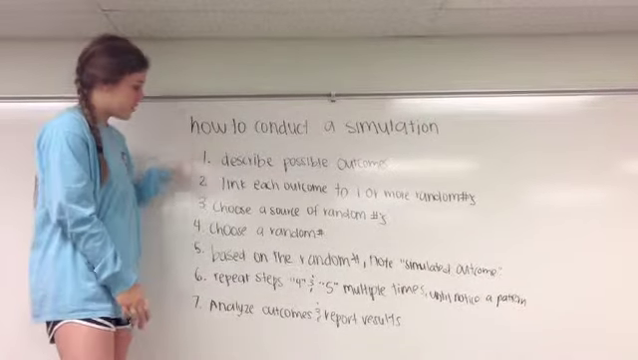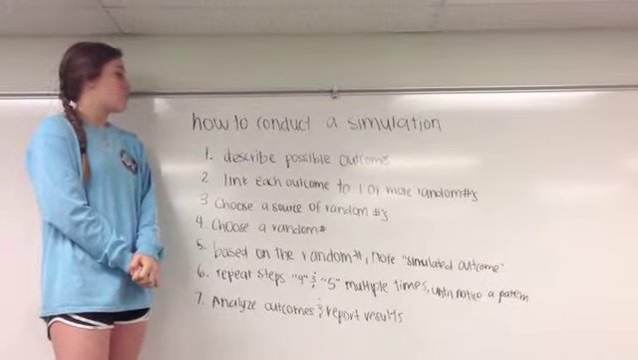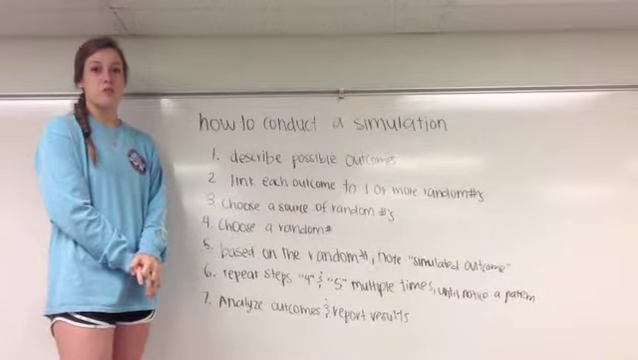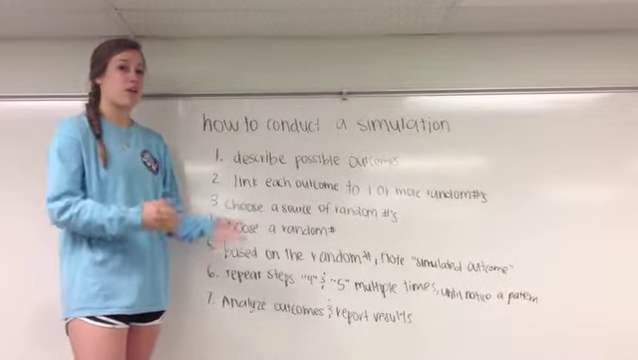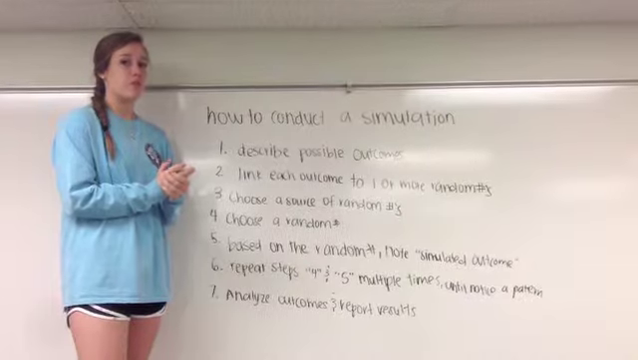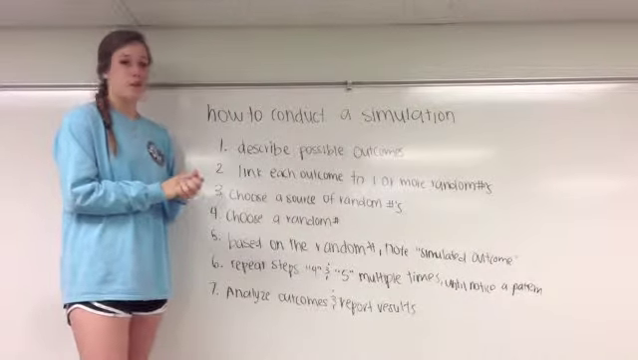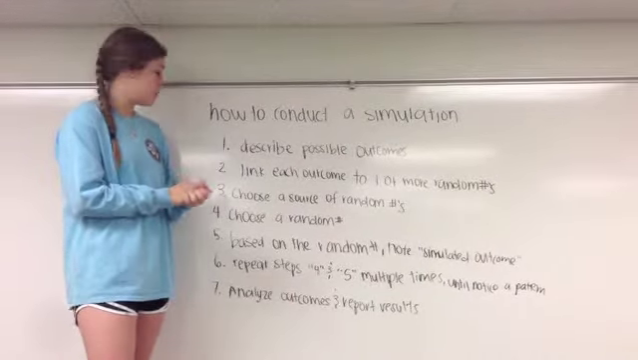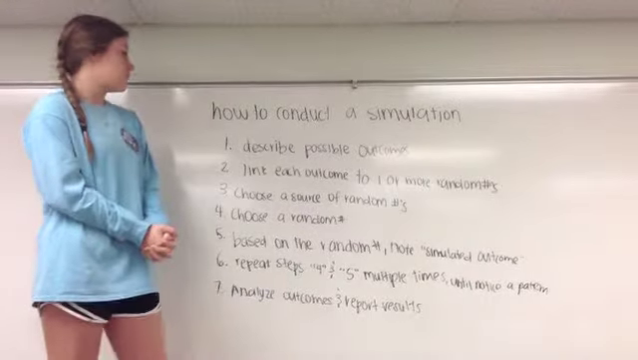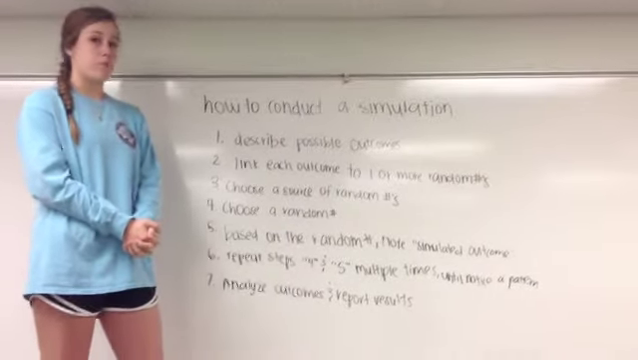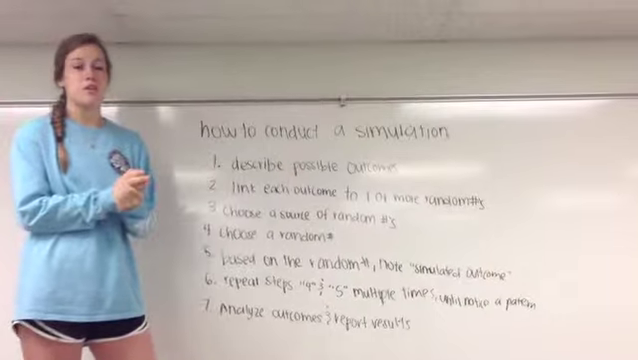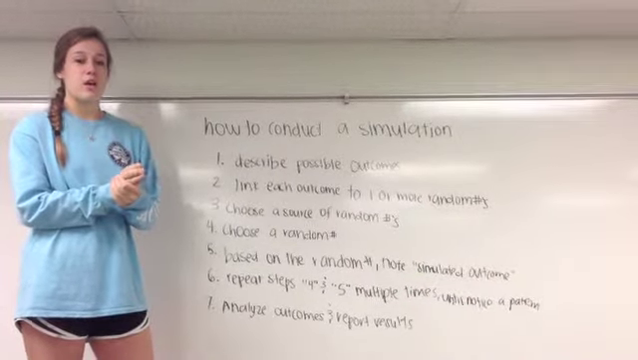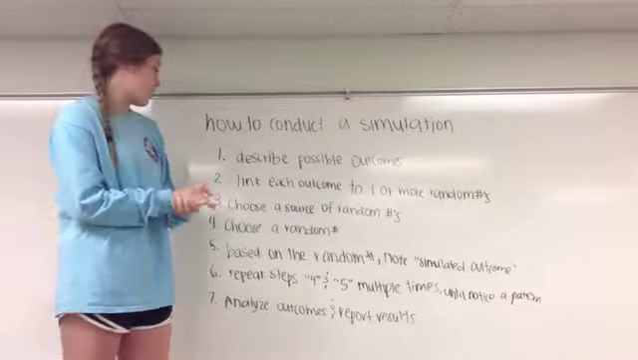So here are the steps to do a simulation. Number one, you want to describe the possible outcomes. So if there are two outcomes, you want to state them. So if you're flipping a coin, you would say the first outcome is heads and the second outcome is tails. The second step is to link each outcome to one or more random numbers. So heads would be 00 to 49, and tails would be 50 to 99.